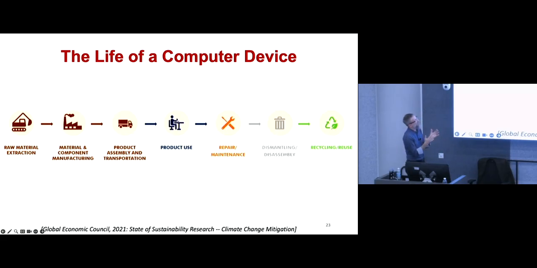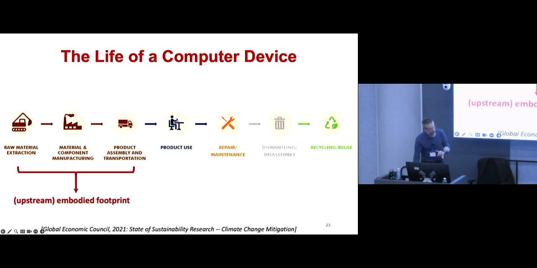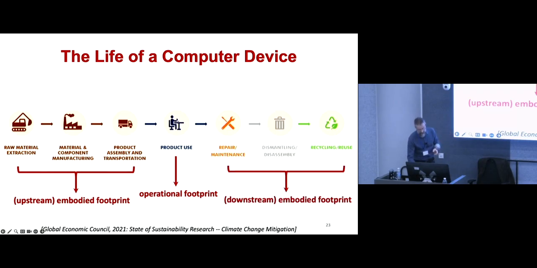If you think about the life of a computing device, we're going from material extraction to manufacturing to assembly, product use eventually. That's what we as users are confronted with. Hopefully maybe some repair and maintenance is happening, and then eventually we are dismantling and hopefully recycling or reusing parts of the devices that we have been manufacturing. So the first part is typically called the upstream embodied footprint. The middle part, product use, is typically called the operational footprint, and then at the end we have the downstream embodied footprint.